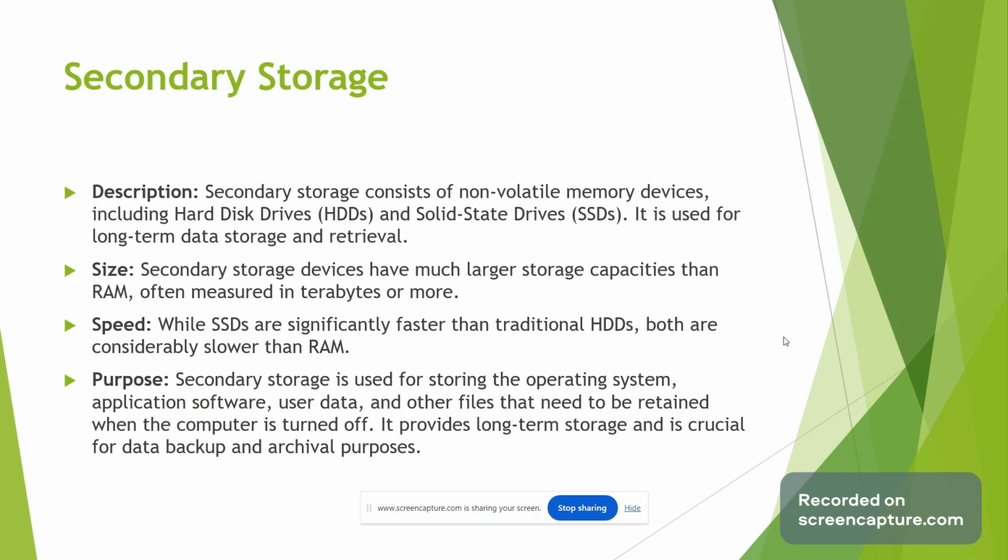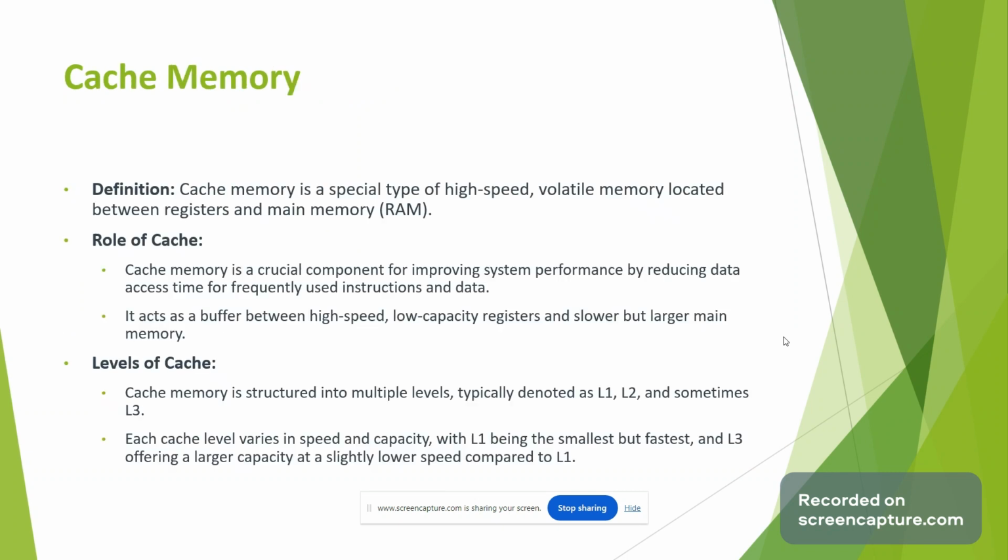We can just take it out and put it in another computer, and we get all the data back. But it's quite hard to take out a RAM and connect it to another computer, and it's quite difficult. And cache memory is almost impossible to do. Cache memory. Cache memory is a special type of high-speed volatile memory located between registers and RAM, as we have already discussed. Role of cache memory.